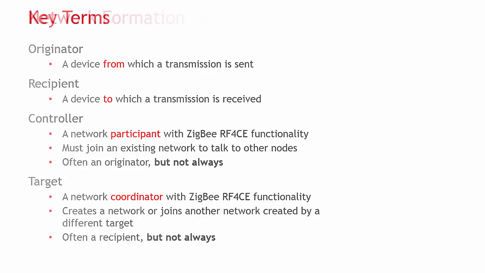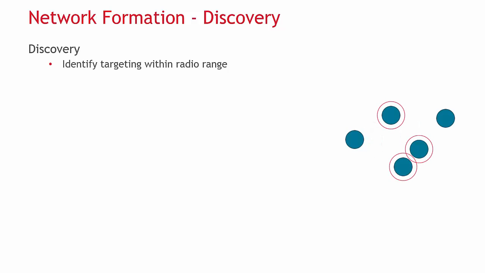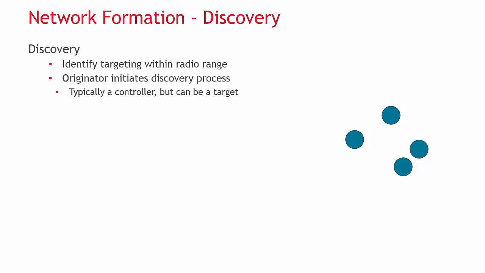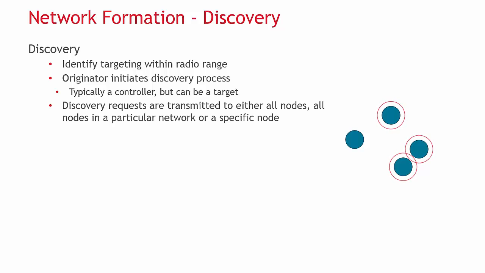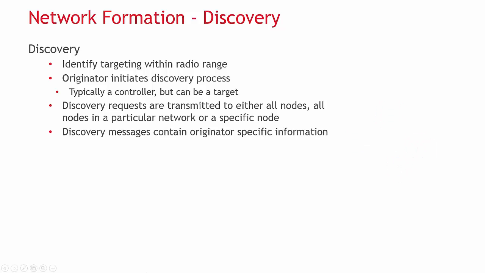Network formation has a couple of steps. The first step is discovery. To begin discovery, first, an identifying process begins where targets within radio range are detected. At that point, the originator initiates the discovery process. Normally, the originator is a controller, but can also be a target. The discovery requests are transmitted to a particular group, which can be either all the nodes in a particular network, or a specific node. The request will contain information about the originator.